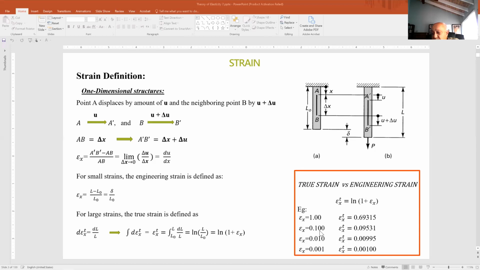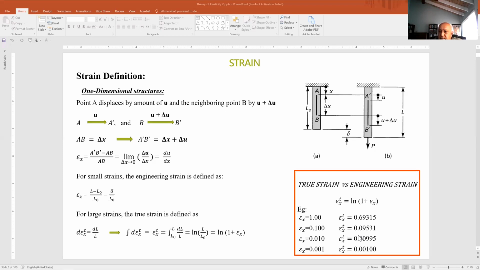Even at 10% strain, the difference between the true strain and the engineering strain is less than 5%. So for most practical purposes, as long as we are dealing in elastic limit, strain is small. However, if the case is to study the plasticity, you cannot work with engineering strain. We have to consider true strain.